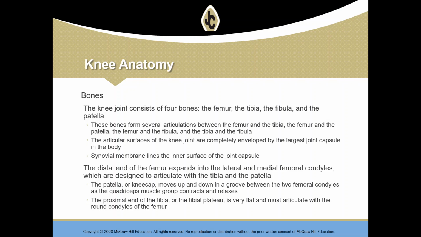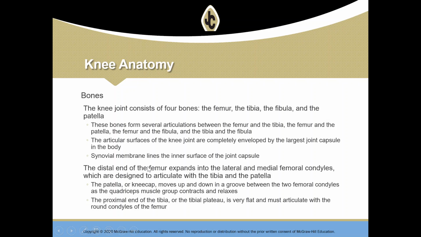The surface of the knee joint are completely enveloped by the largest joint capsule in the body. So a joint capsule is basically a thin, soft tissue structure or membrane that kind of encapsulates the joint. It's a synovial membrane, and it lines the joint capsule. And there's also fluid within that capsule to help keep the joint lubricated and moving properly. Just think about any kind of lubricant in any kind of structure that allows it to move properly.